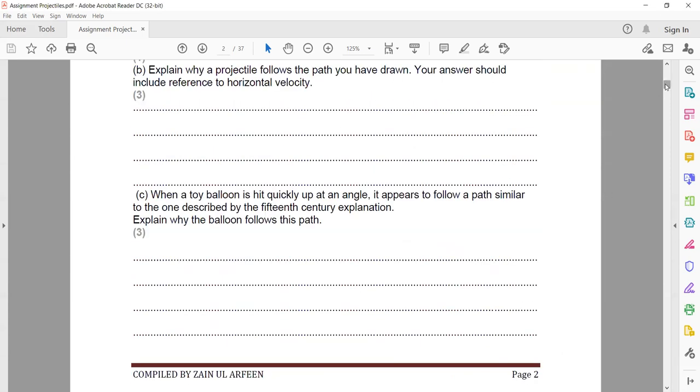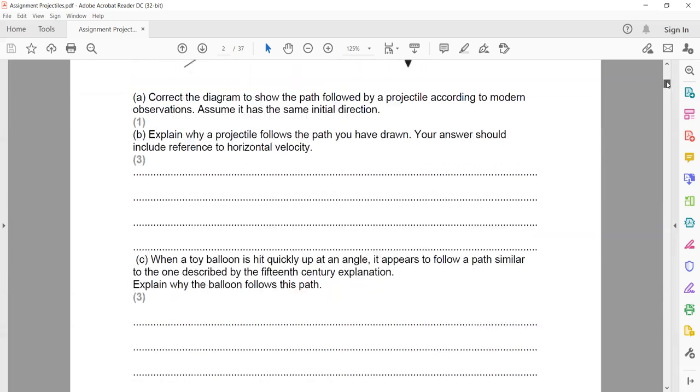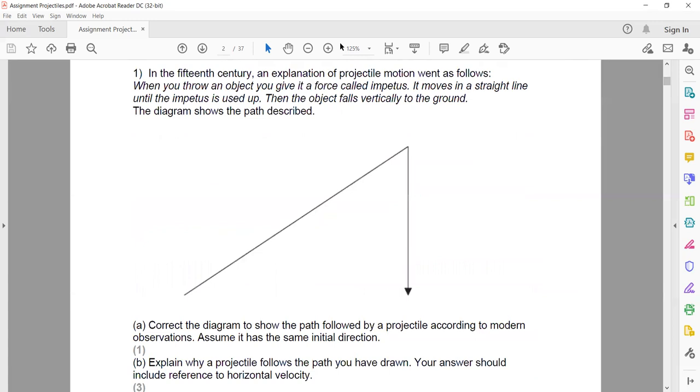In the next part, a toy balloon is quickly hit up at an angle. If you have a balloon and you hit it at an angle, it appears to follow a similar path. If we hit this balloon, what trajectory does it follow? The balloon follows a similar path, which is described in the 15th century: first it will move, and then after reaching a maximum height, it will return back.